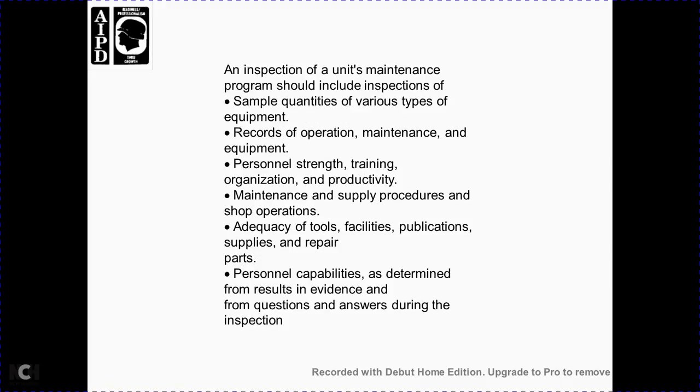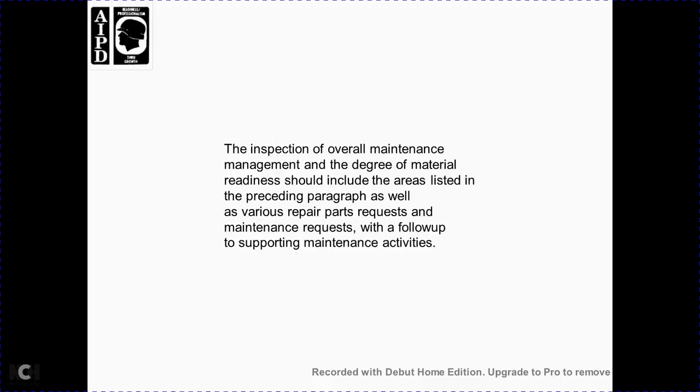The inspection unit maintenance program should include the inspection of some quantity of various types of equipment that record the operation and maintenance procedures, maintenance and equipment, personnel strength, training, organizational productivity, maintenance, supply procedures, shop operations, adequacy of tools, facilities, publications, supplies, repair parts, and personnel capability to determine the faults as a result of the evidence, questions, and answers during the inspection.